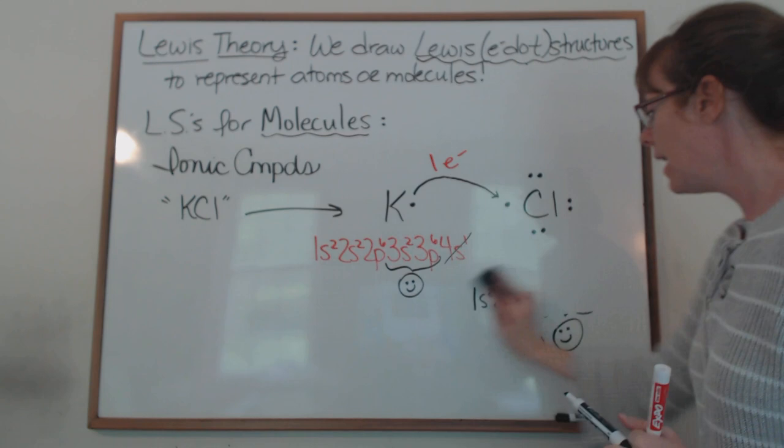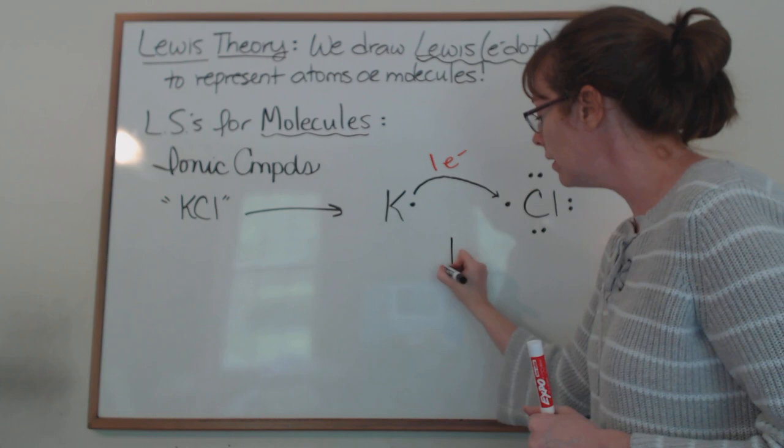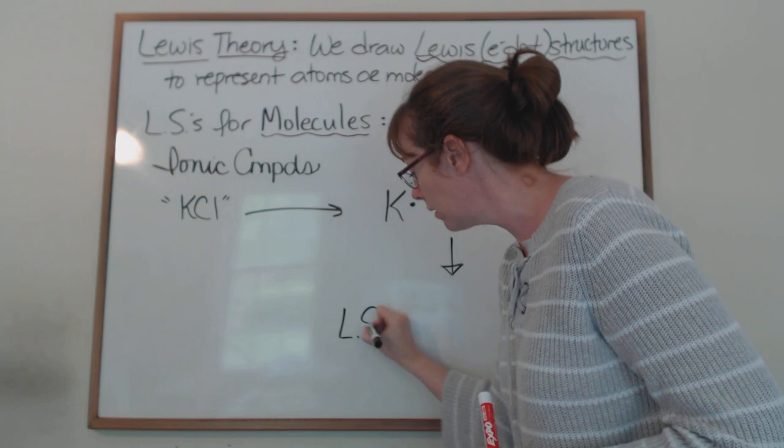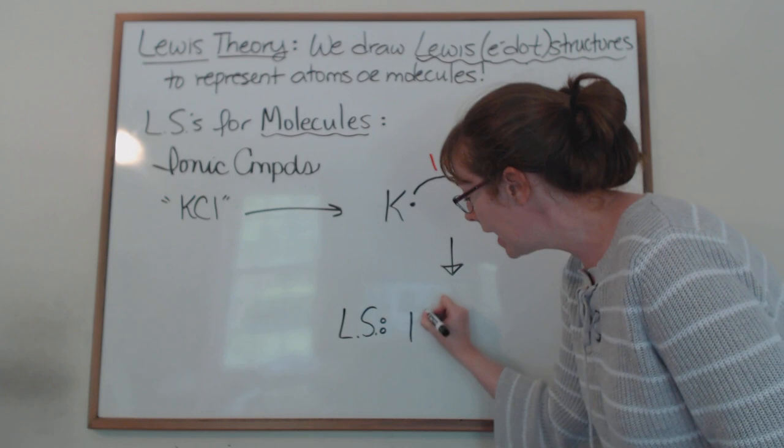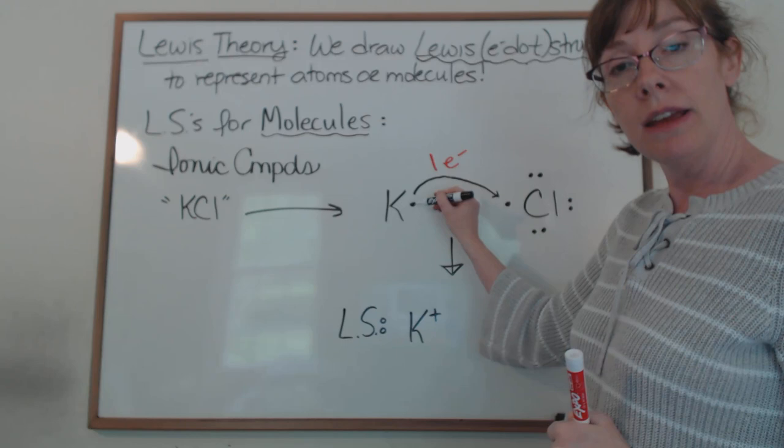And that ends up creating the following situation. So here is what you would be drawing if someone asked you to draw the Lewis structure for this molecule. Potassium, when he loses that electron, becomes the K+ cation. He is now positively charged because he still has all of his protons, 19 protons, but he now only has 18 electrons. So that gives him a plus one charge.